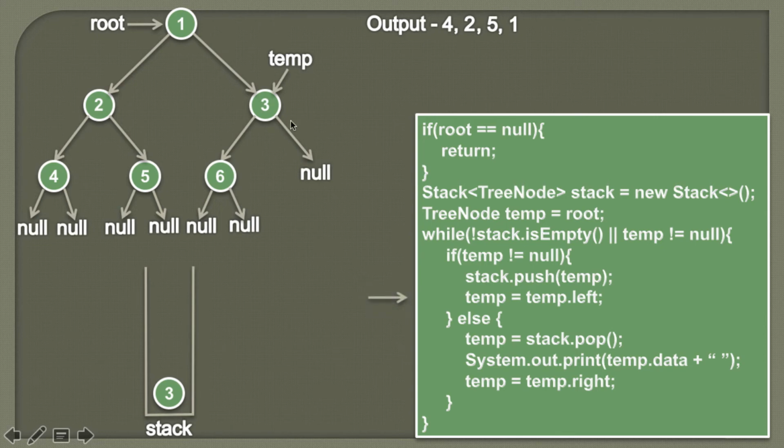And then we'll simply go to its left subtree, because this left subtree we need to visit first before actually visiting the node 3. So we are simply assigning temp.left value to temp. Here you can see temp left is pointing to the node 6. So therefore now temp will point to the node 6.